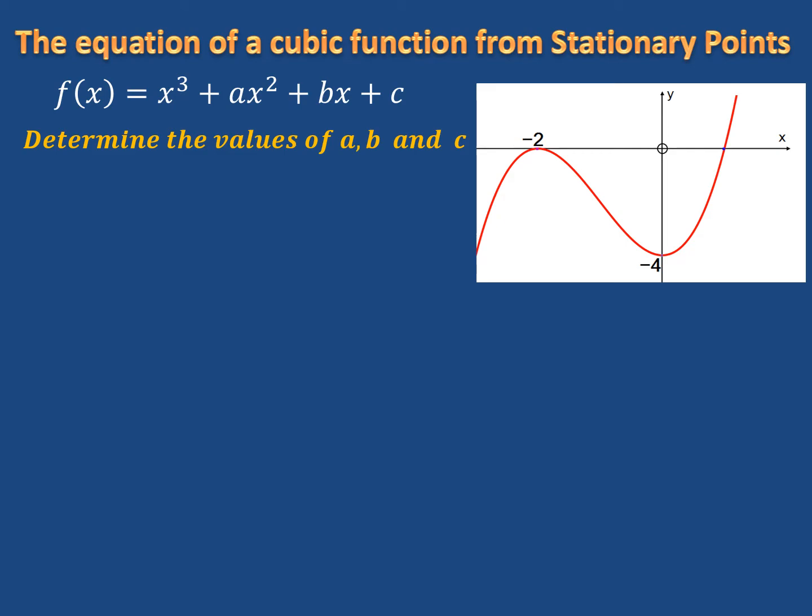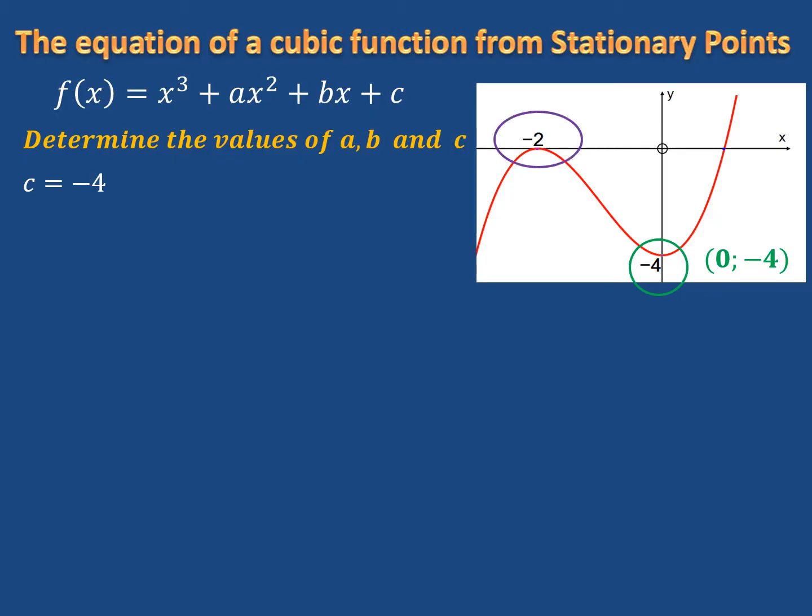We are going to try and determine the equation of a cubic function from its stationary points. We're given the equation f of x is equal to x cubed plus ax squared plus bx plus c, and we need to solve for a, b, and c. Now the first point that I want to use is that minus 4 on the y-axis, or 0 and minus 4. And if I substitute that into the equation, we will end up with a c value of minus 4.